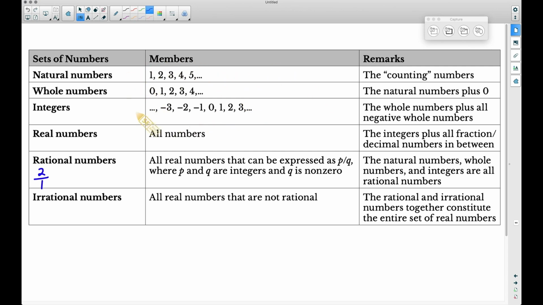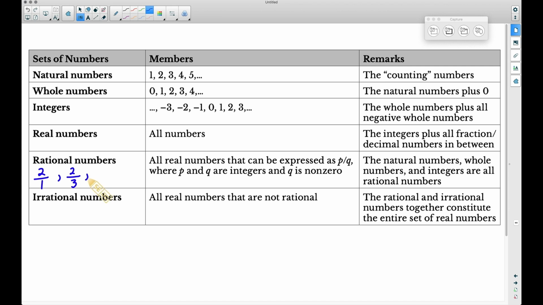All of the natural numbers, all of the whole numbers, all of the integers, they are rational numbers. But then we have fractions such as 2/3. That is not a natural number, a whole number, or an integer. This is a fraction, and that is a rational number.